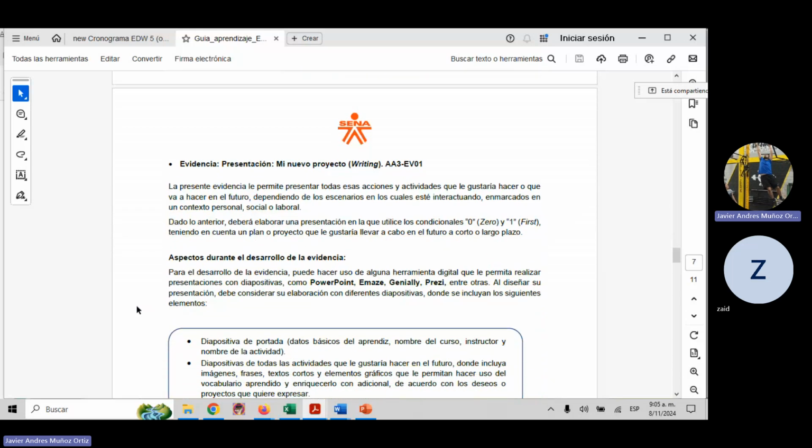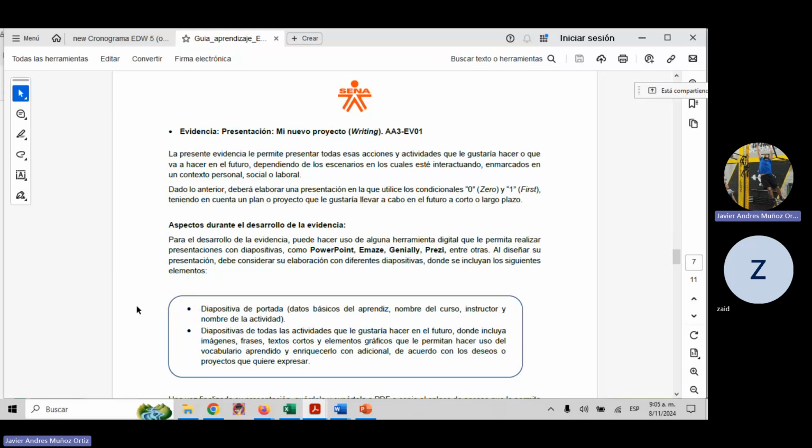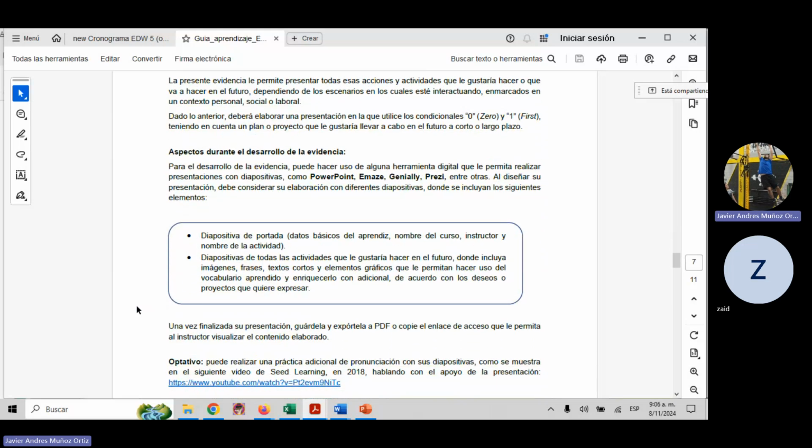So let's go with the explanation of the evidence. The evidence, according to the learning guide, must be developed this way. La presente evidencia le permite presentar todas esas acciones y actividades que le gustaría hacer o que va a hacer en el futuro, dependiendo de los escenarios en los cuales esté interactuando, enmarcados en un contexto personal, social o laboral. Según lo anterior, elabora una presentación que utilice condicionales zero y first, teniendo en cuenta un plan o proyecto que le gustaría llevar a cabo en el futuro a corto o largo plazo. Vamos a presentar esta evidencia con alguna herramienta digital como PowerPoint, Genially, Prezi, etc. ¿Qué necesitamos?